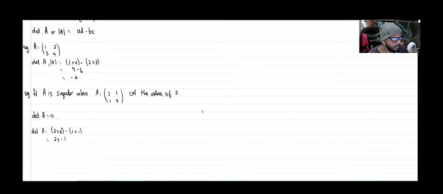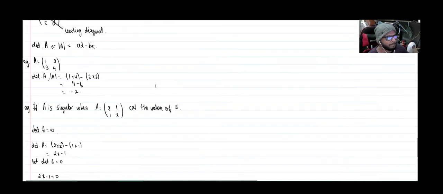2x take away 1, and remember we let the determinant of A be equal to 0 because the determinant of a singular matrix is equal to 0. So 2x minus 1 is equal to 0, 2x is equal to 1, and x is equal to 1/2. So when x is 1/2, this is the value that makes A a singular matrix. All questions for singular matrices will come the exact same way.